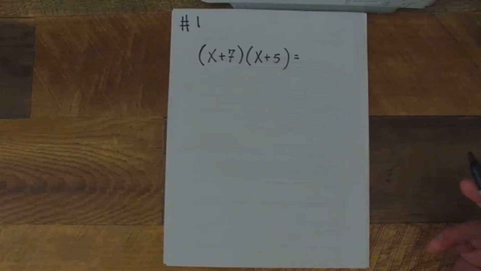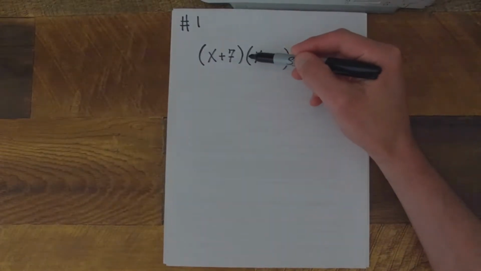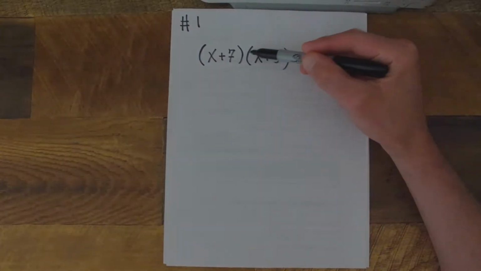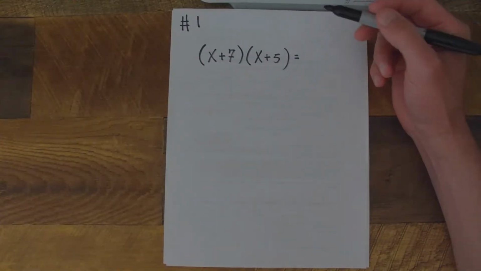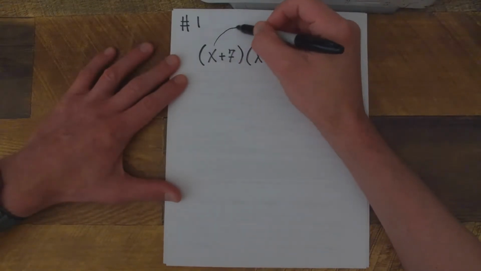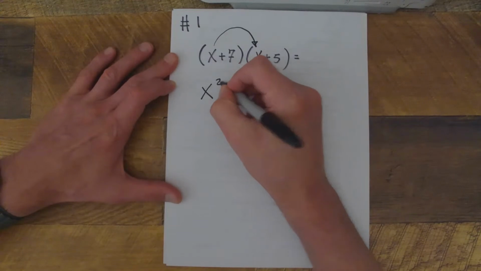For the very first problem, we have two binomials. Notice that they're side by side, okay? What I mean by that is there's not a plus sign, there's not a minus sign separating them. Therefore, this is a multiplication problem. This is FOILing. So multiply x times x first to get x squared.